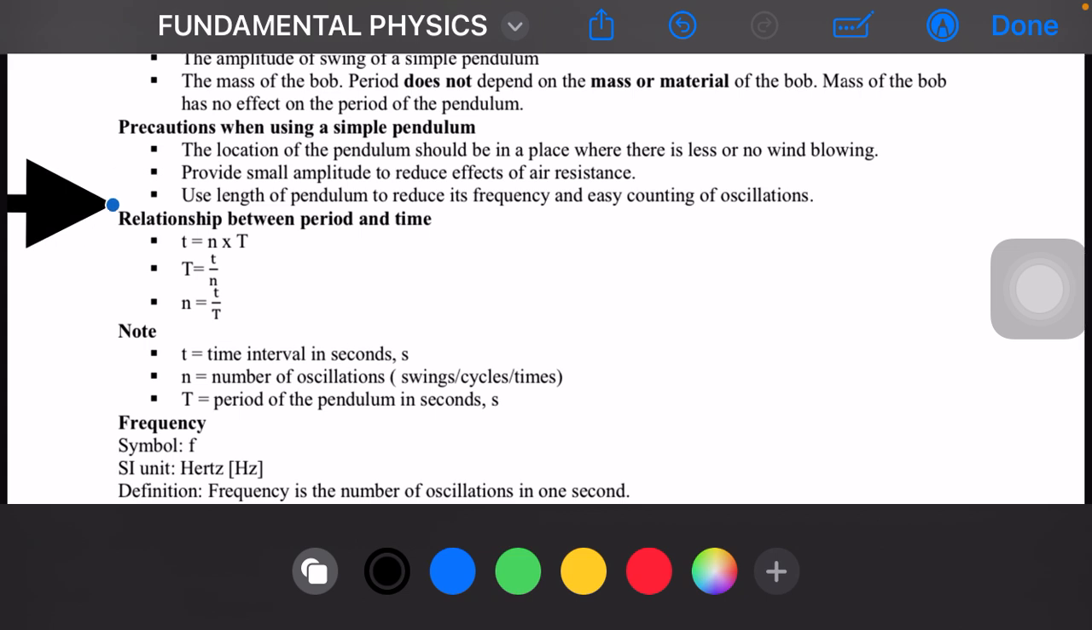The next thing you need to consider is to use a small amplitude to reduce the effects of air resistance. You don't have to set the ball very high. If you do that, air resistance will get involved, hence you have wrong measurements. So to avoid air resistance getting involved, you need to use just a small amplitude for correct measurements. Then you need to use a suitable length of the pendulum to reduce its frequency and make counting of oscillations easy.